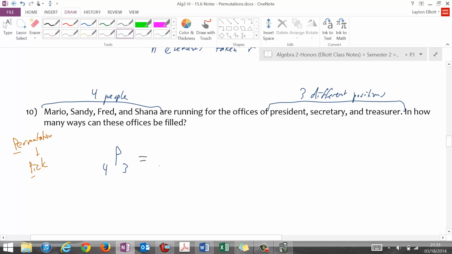Now, from the definition of permutation, 4 pick 3 means 4 factorial over 4 minus 3 factorial. You could type that in the calculator if you really want to, but really this should not be hard. That is the same thing as 4 times 3 times 2 times 1 over, and 4 minus 3 factorial just means 1. So that's just 4 times 3 times 2, which is 24.